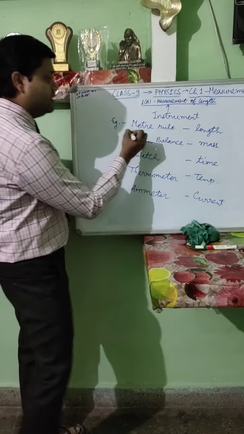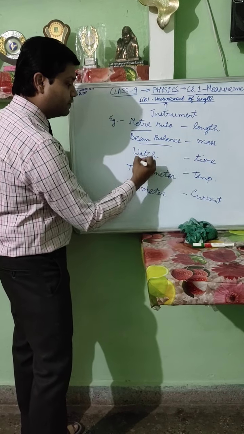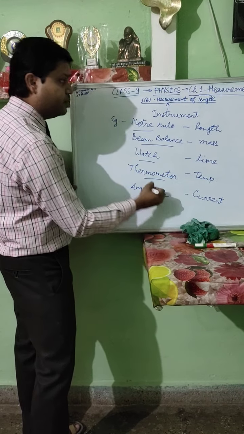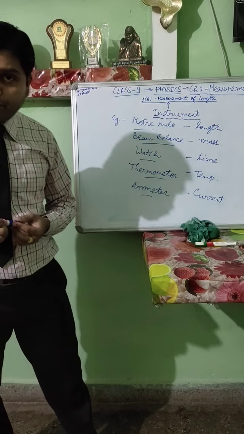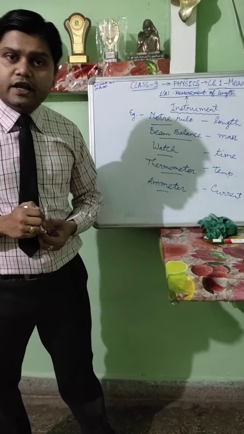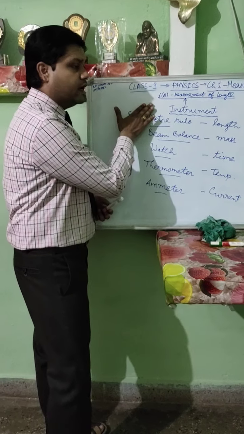So, what are these? Meter rule, balance, watch, thermometer, ammeter. All these come in the category of instruments. So, whenever we have to measure any quantity, we need an instrument.